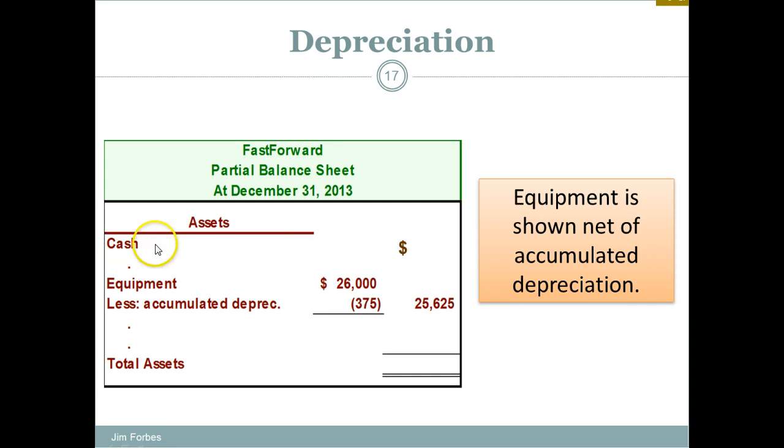Here's an example of how it would look on your balance sheet. You have equipment always at your cost. Now we have 1 month's depreciation. Hence, we'll show it at the book value. On the balance sheet, you must show all 3 things: the cost, the accumulated depreciation, and then the net value. And that will go into your total assets.